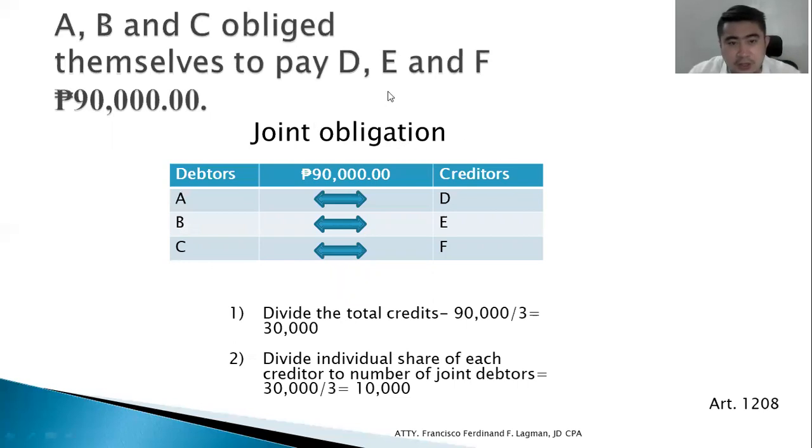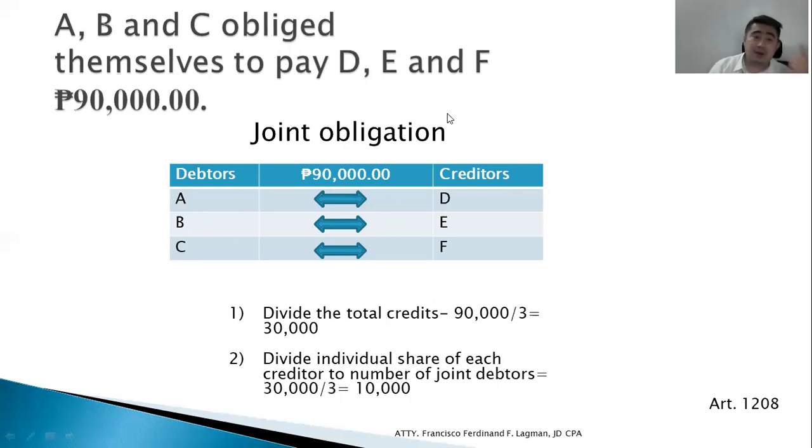So let's talk about the joint obligation. Let's use this as an example. A, B, and C oblige themselves to pay D, E, and F 90,000 pesos. Let's break it down first. Who are the debtors here? The debtors here are A, B, and C. Who are the creditors? D, E, and F. What is the object here, or the prestation? The payment of 90,000 pesos.